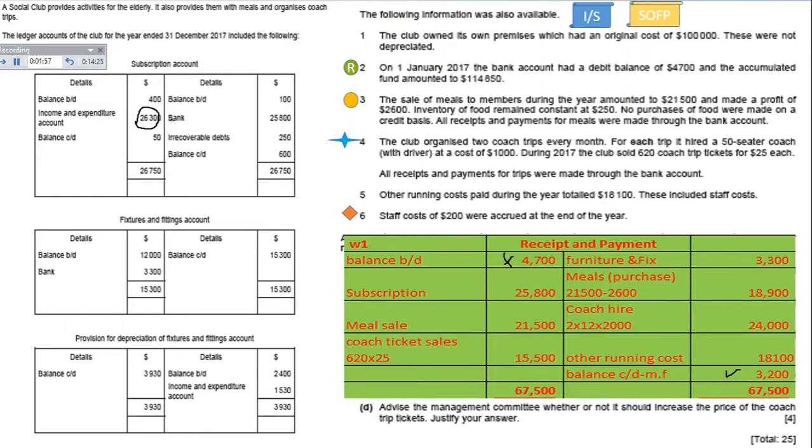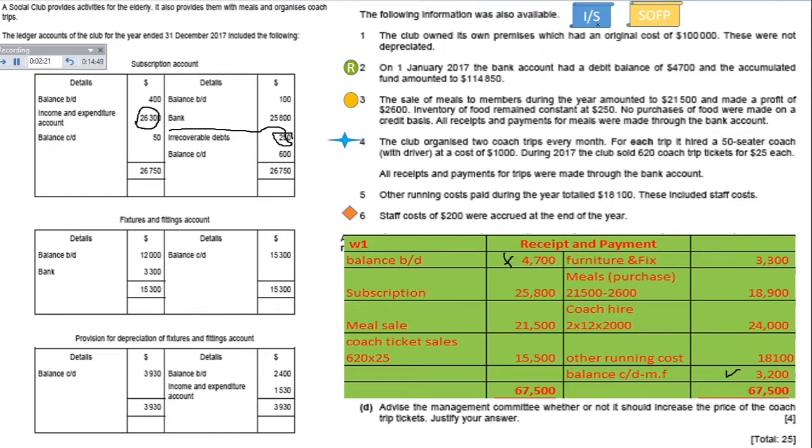Let's have a look at 26300. And then if you see this side, there is also irrecoverable debts. This I did in my lecture 1, how to treat irrecoverable debts. These are subscriptions not receivable from the members. Some members quit the club, so this is not receivable, so this has to be shown as expenses. So we will see this 250, this 250.